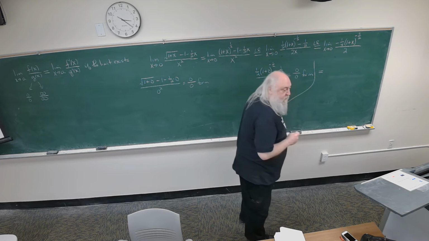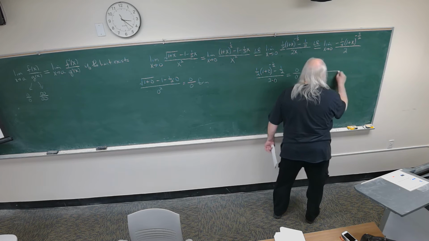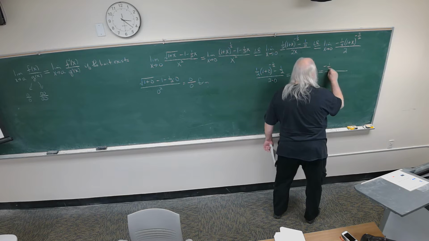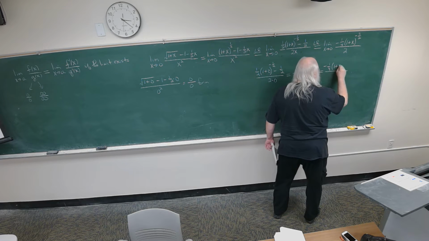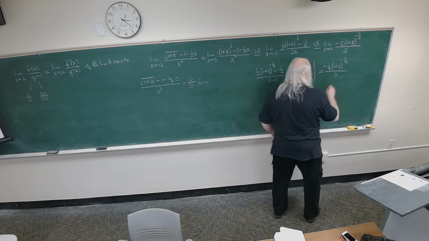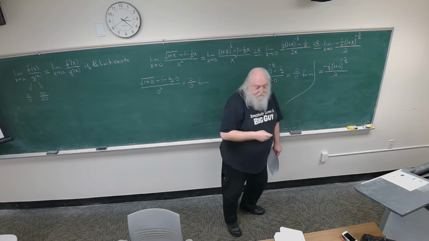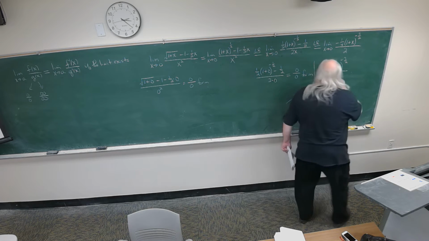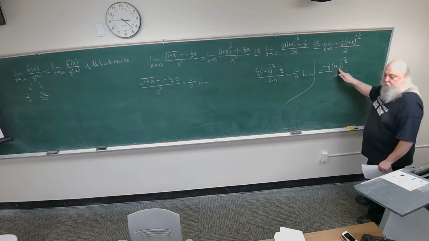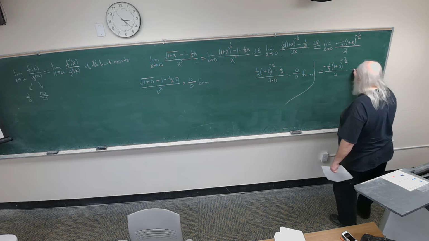Now I can do the direct substitution. I put 0 in for x. I have minus 1/4 times 1 plus 0 to the minus 3/2, over 2. All right, we're not going to end up with 0 over 0, right? So 1 plus 0, you've got to do PEMDAS. 1 plus 0 is 1. 1 raised to the minus 3/2 is 1. Minus 1/4 times 1 is minus 1/4.